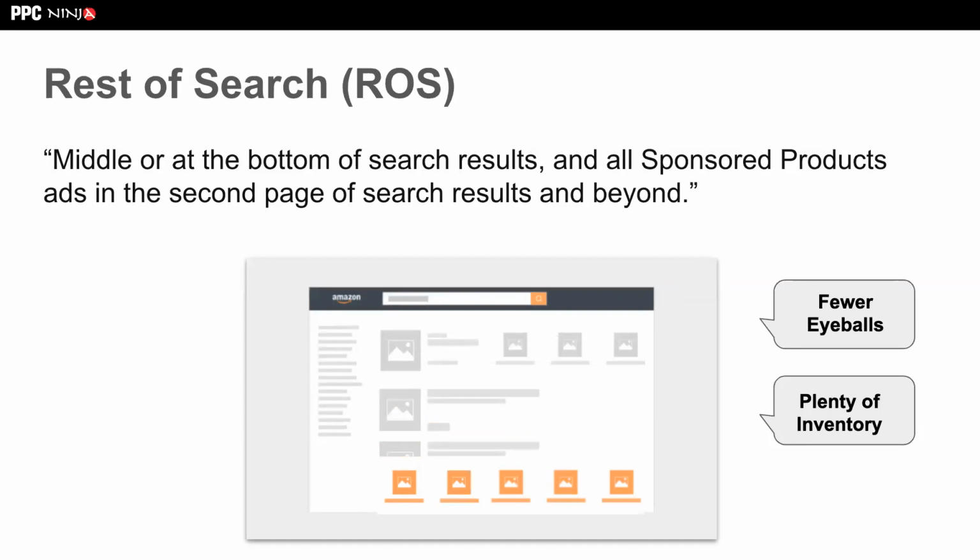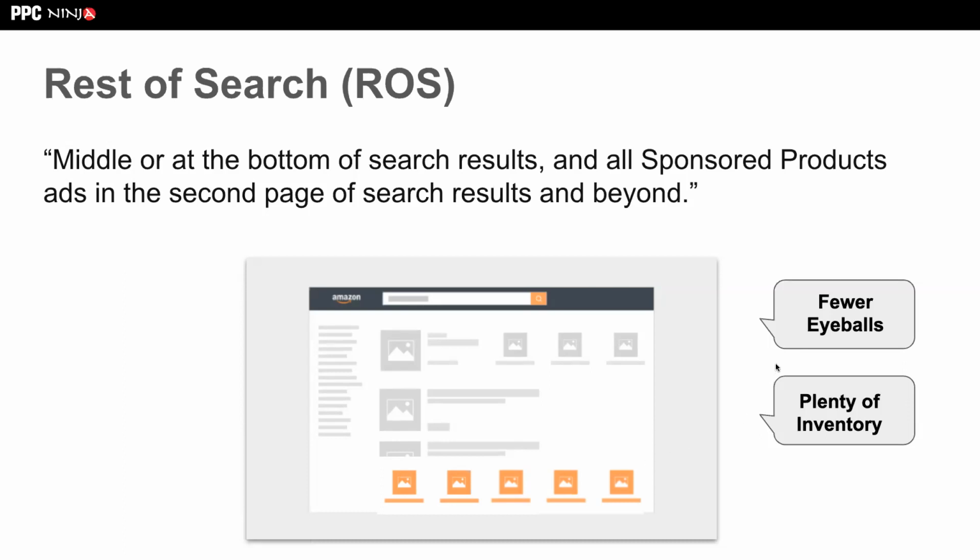The second one is rest of search. And this does not mean off of Amazon. It means very much within the Amazon ecosystem, the Amazon platform. In their definition, rest of search means middle or at the bottom of search results, and all sponsored product ads in the second page of search results and beyond, which means this row here in the middle of the page, or anything on page 2 and beyond. All that is called rest of search.